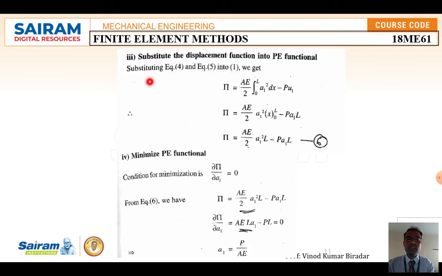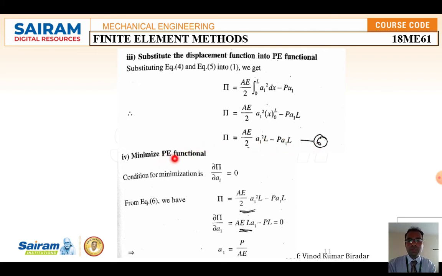Next, the third step is to substitute the displacement function into the potential energy function. From equations 4 and 5, substitute in equation number 1, that is pi is equal to AE by 2, integral from 0 to L, substituting the dou U by dou x value here, A1 square dx, minus P U1. Again you simplify this: AE by 2, applying integration, A1 square is a constant, x from 0 to L, minus P A1 L. Simplifying again, pi is equal to AE by 2 A1 square L minus P A1 L. This is the potential energy after substituting the displacement function, which gives equation number 6.